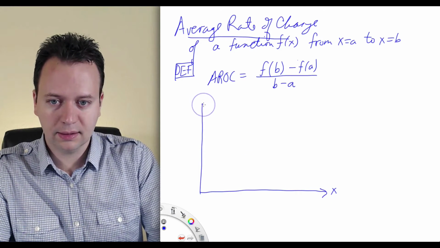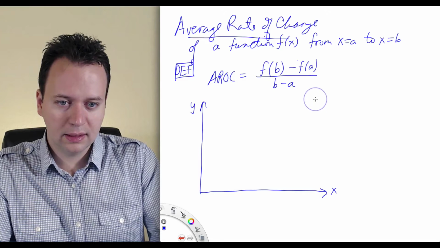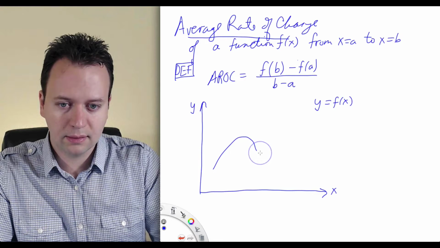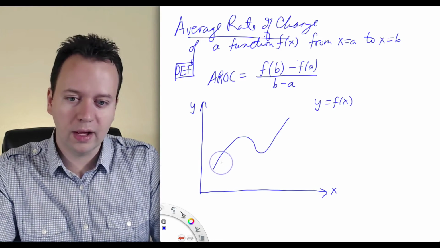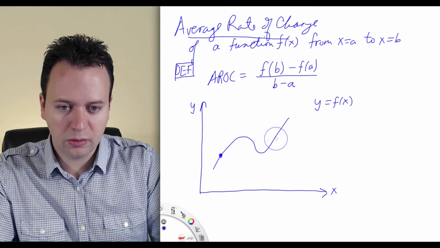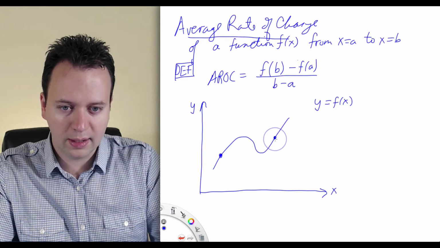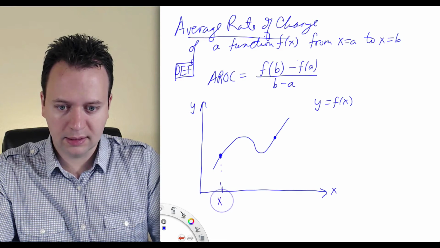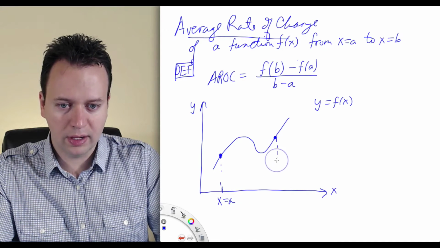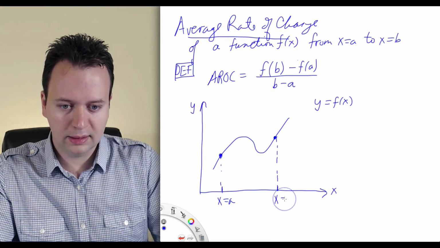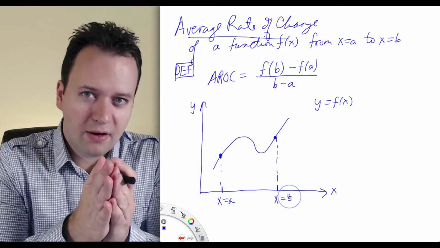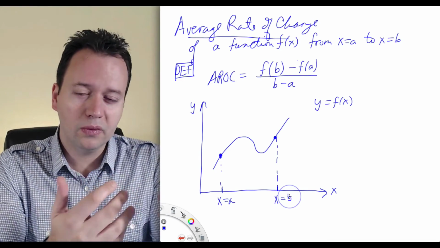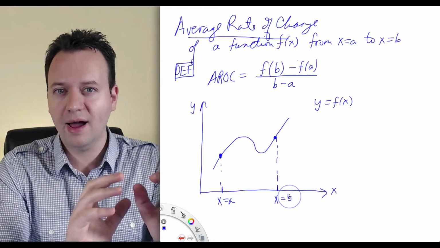There's x, there's the y-axis, and we'll just draw a graph of a generic function f of x, something like this. Suppose we want to understand the average rate of change between 2 points, for example, this point and this point over here. This would be the point x equals a, and this is the point x equals b. To understand the definition, f of b minus f of a divided by b minus a, we have to understand what these different terms look like graphically.